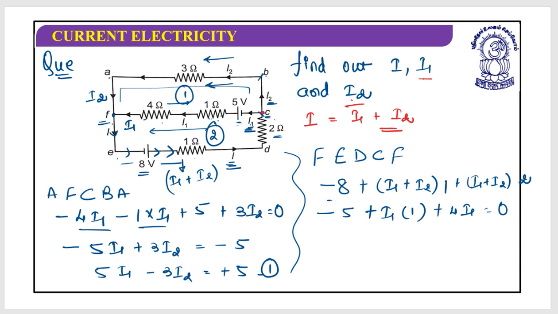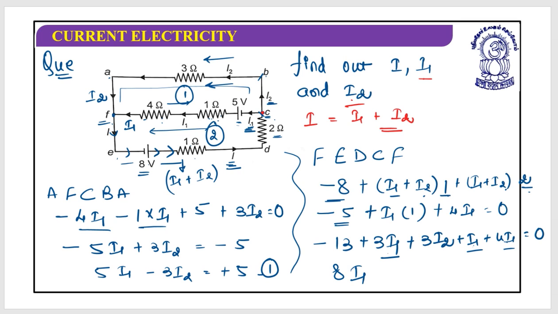So trying to get it done, it's a minus 8, a minus 5, this is minus of 13, plus 1 into I1 plus 2 into I1, this is plus 3 into I1, plus 1 into I2 plus 2 into I2, it's 3I2, plus I1 plus 4I1, that should be equal to 0. So this is 3I1, this is I1, this is 4I1, 3 plus 1 is 4, 4 plus 4 is 8, it's 8I1 plus 3I2, and that should be equal to 13. This is relation number 2.